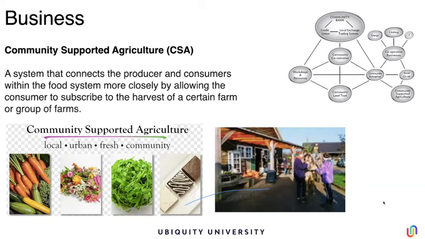And it means that the farmers have a sort of guaranteed income, because they know that as a subscription they're going to get a certain amount in every week, and that really helps them with their planning and their development, and gives them a certain level of security.